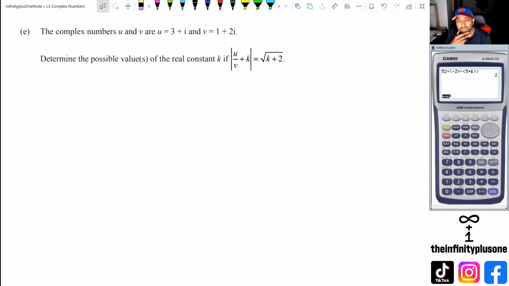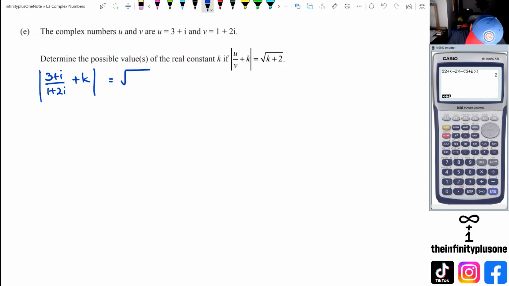Now looking at this question, we've got a couple of complex numbers and then we've got a modulus in there. Even if you don't know where to start this question, what I would do is substitute u and v. Straight away you can see that you've got a denominator that's a complex number, so you've got to rationalize it. Then let's see what happens from there. So we've got (3 + i), which is u, divided by (1 + 2i), plus k, and the modulus of that is equal to the square root of k + 2.